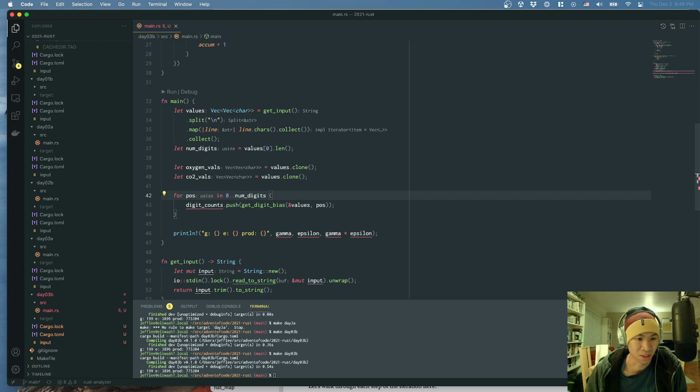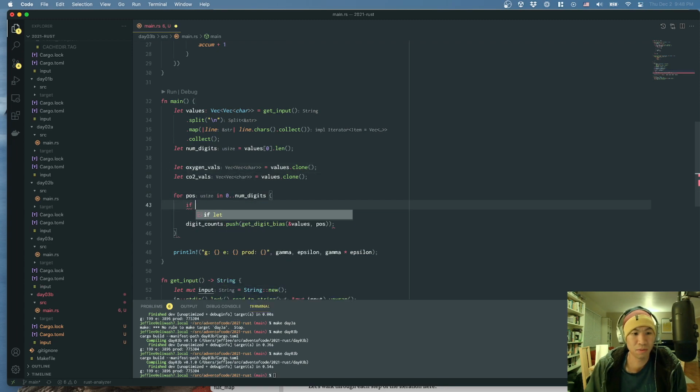Okay, so far so good. So we're iterating over the digits, and we're basically going to trim down the oxygen vals and CO2 vals until they only have one value left. So we're going to get the bias. The bias is actually going to be different for each one of these.